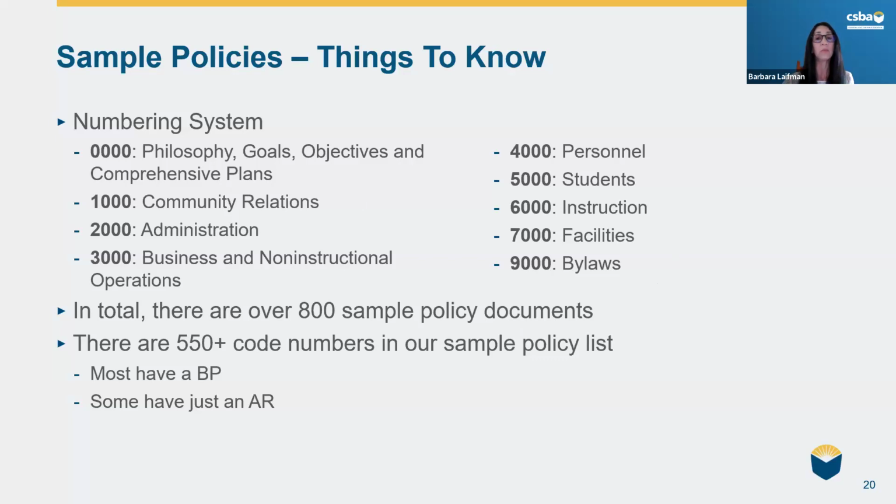And this is a little bit smaller in terms of code numbers, 550 code numbers, because as we talked about before, sometimes a certain code number has multiple documents. So like one code could have a board policy, an exhibit, and regulations. For example, uniform complaint procedures has 4 documents, I believe, in a given code number.